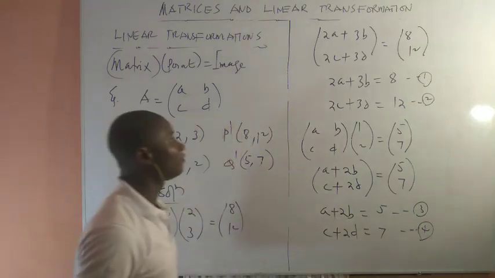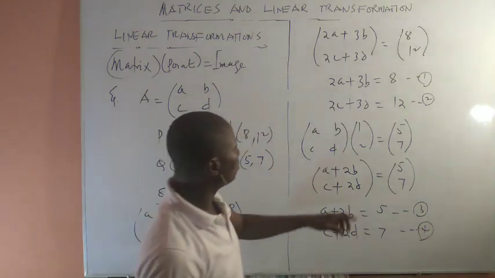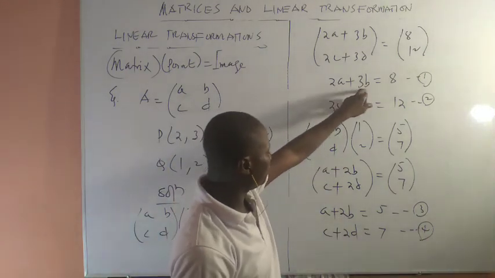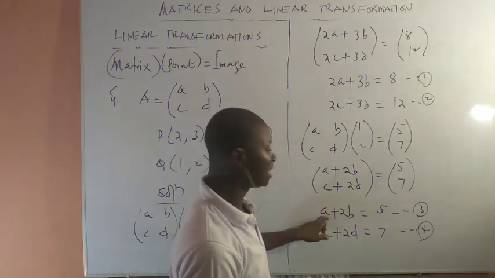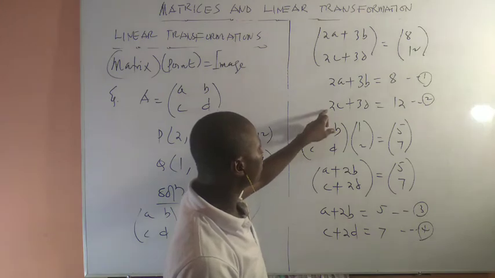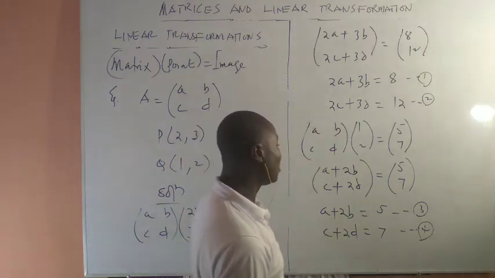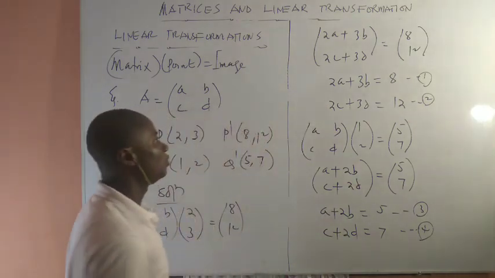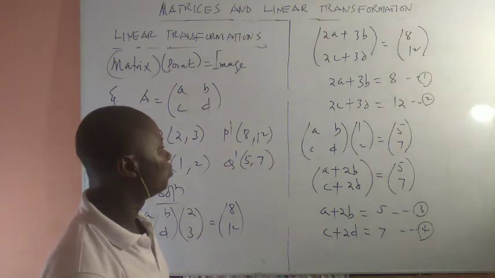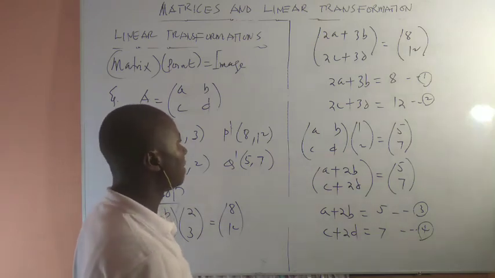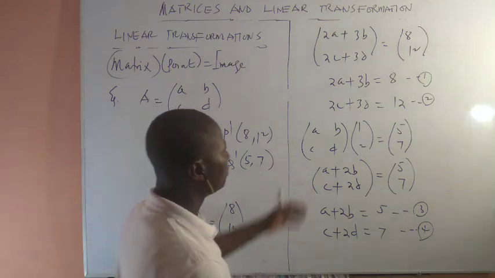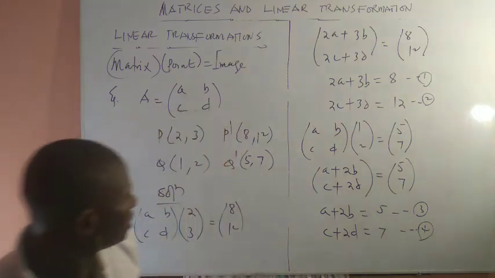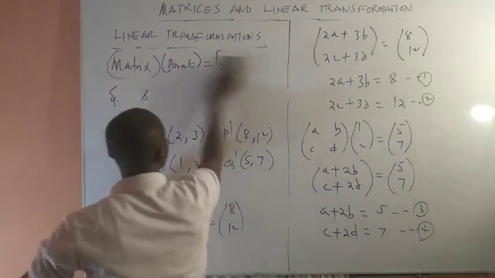So you can see that we have 4 equations now. Now the first equation is in terms of A and B, and the third equation is also in terms of A and B. So you can solve equation 1 and equation 3 simultaneously. Then you can also solve equation 2 and equation 4 simultaneously. And when we do that, we will get the matrix. So now let's see how best we can solve these equations.